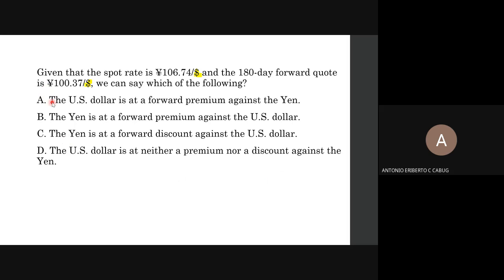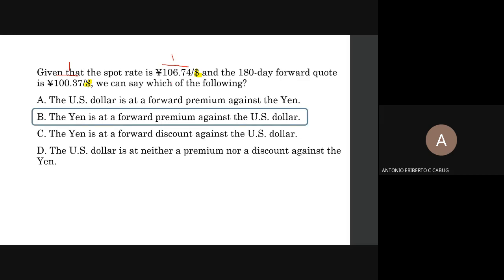Ngayon, wala siya sa choices. Kung yung US dollar ay naka-discount, kabaliktaran yon ng yen. To determine the rate of the yen, you just take the reciprocal. 1 divided by 100.37. Yun yung forward rate ng yen. 1 divided by 106.74. Yun yung spot rate ng yen. You would notice that when the US dollar is at a forward discount, the yen will be at a forward premium. So ingat kayo ha.